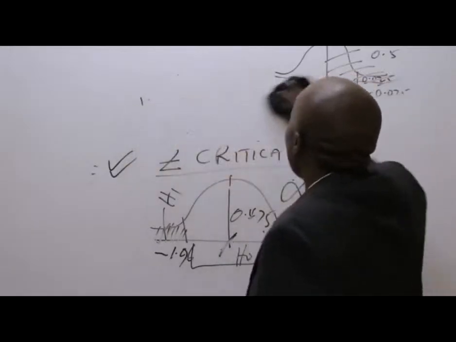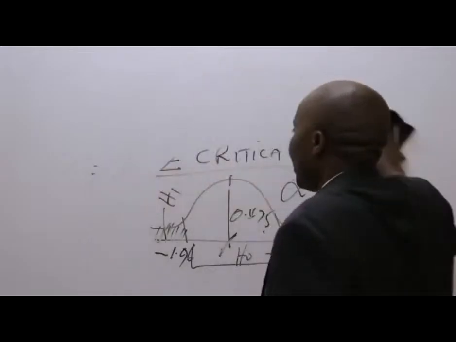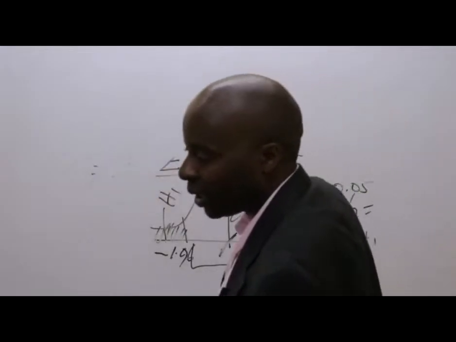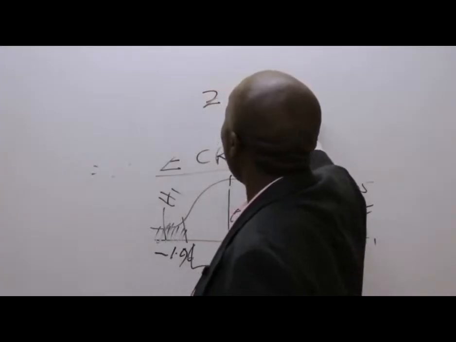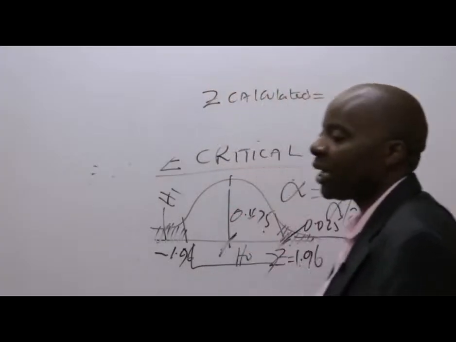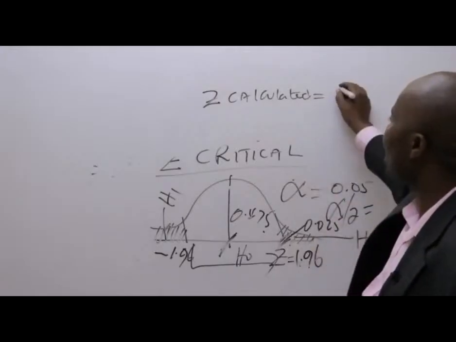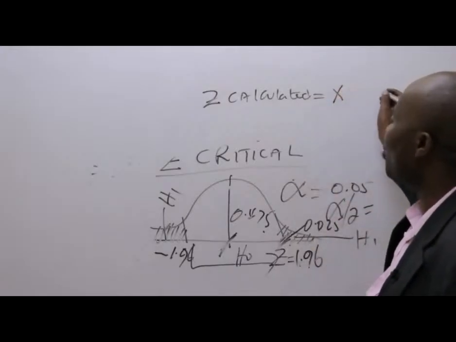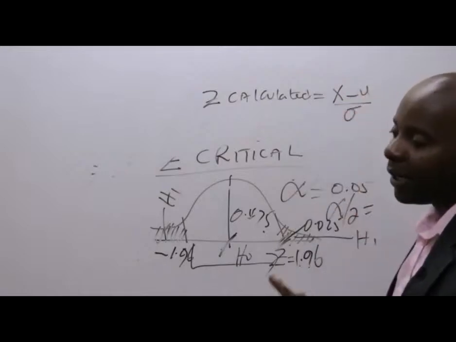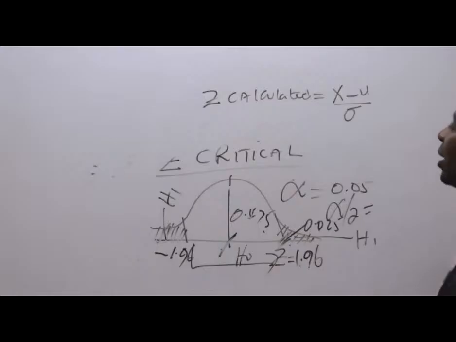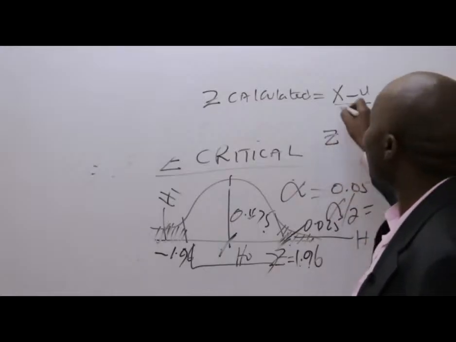So Z calculated. Go ahead and mention Z calculated. I know we are so much used to our normal Z, where we say that our Z is X minus mu all over the standard deviation. This time around, you're not going to make use of this.